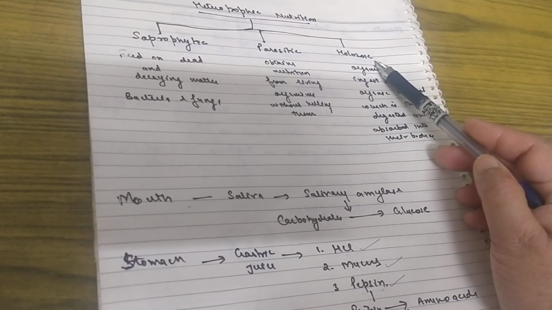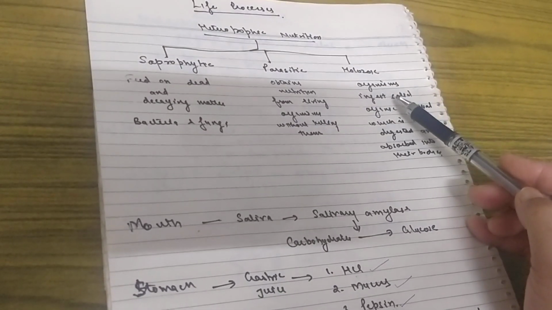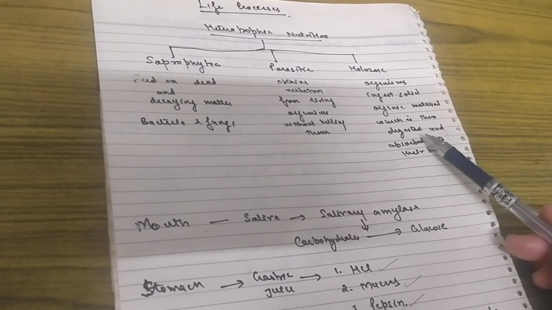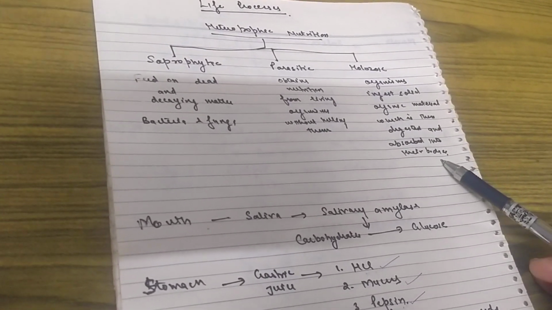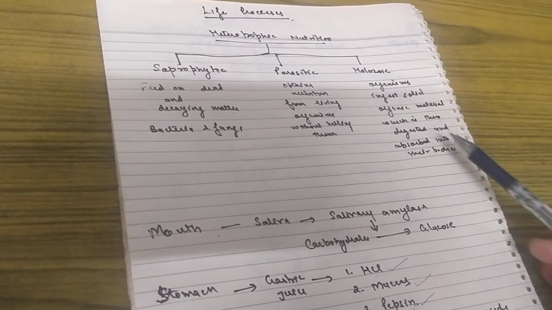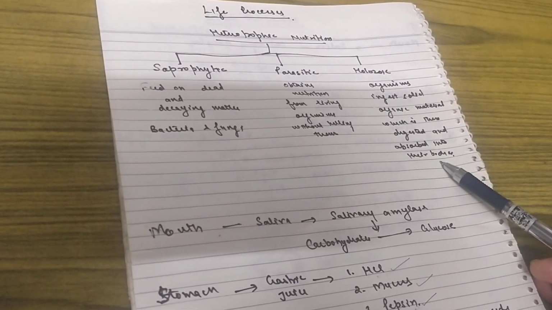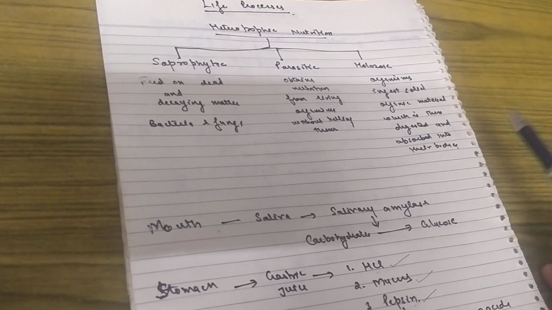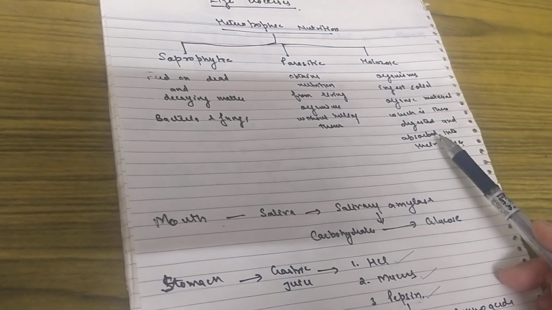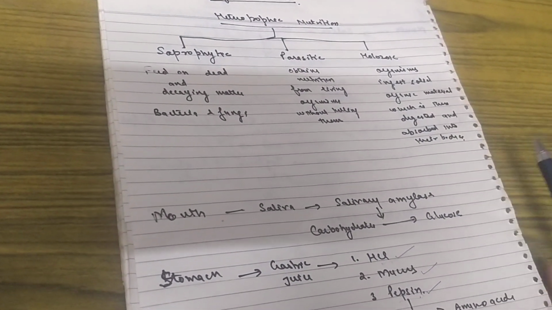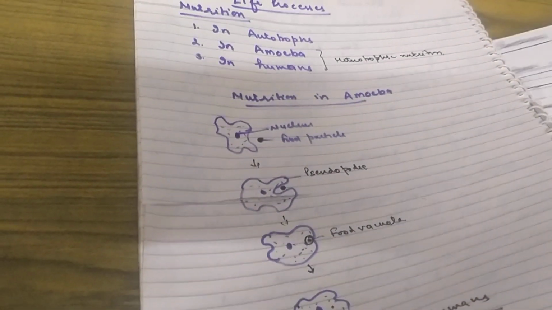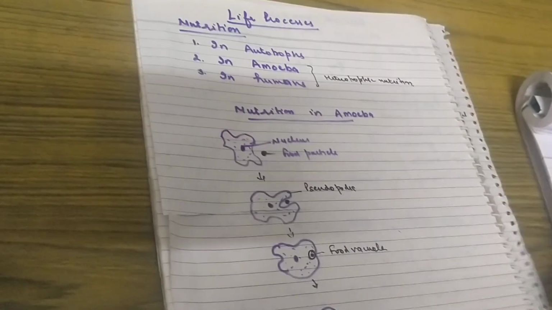Lastly, holozoic nutrition. Here the organism ingests solid organic material which is then digested and absorbed by the body. An example of holozoic nutrition is human beings, and we will continue with holozoic nutrition. First we will discuss nutrition in the unicellular organism, that is amoeba, and then nutrition in human beings.